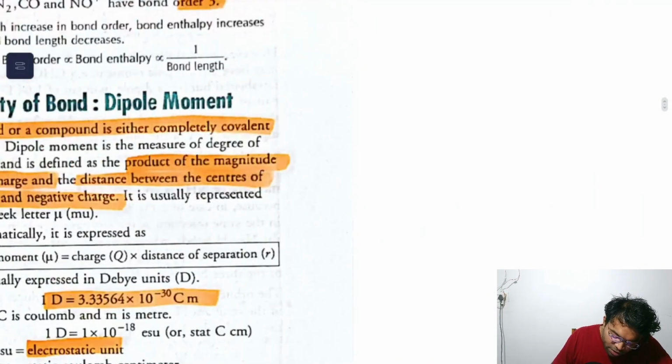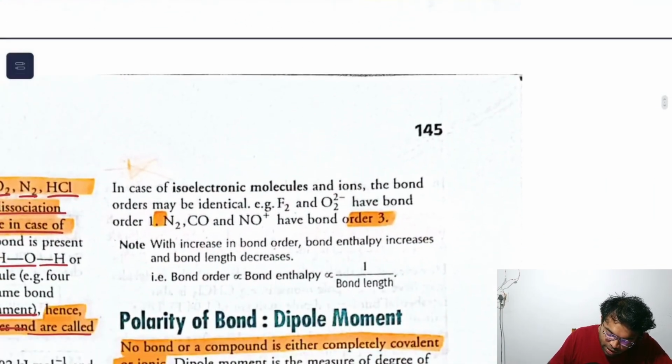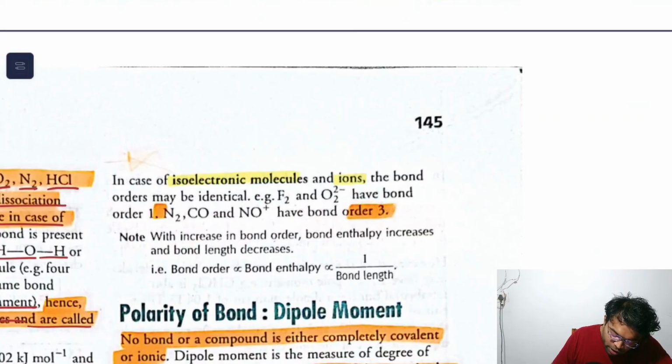Next. In the case of isoelectronic molecules and ions, the bond order may be identical. For example, F2 and O2 minus have bond order 1. N2, CO and NO plus have a bond order of 3. With an increase in bond order, bond enthalpy increases and the bond length decreases.